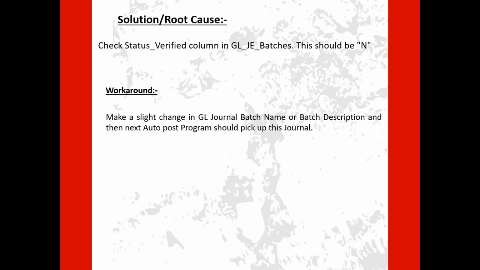So now Autopost program can never pick up those journals as long as the status underscore verified column shows Y. Now there are two options. Option one is, without making any changes, as the status underscore verified column is showing Y and Autopost program will not be able to pick up those journals, the workaround would be to manually pick up all those problematic journals. After correcting the error, manually post those particular journals.